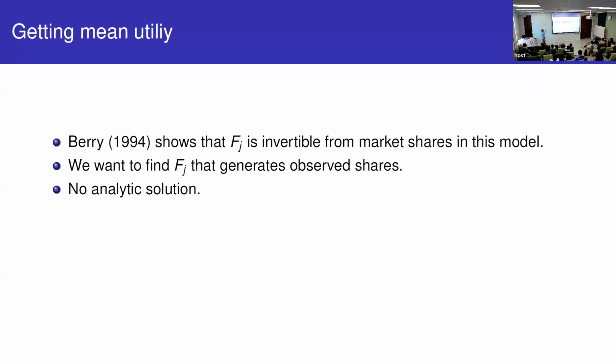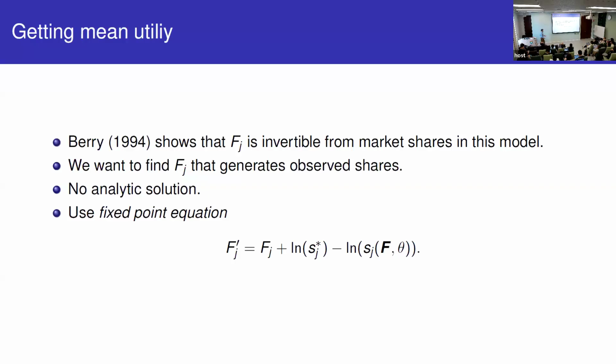Okay, so where does that mean utility F come from? We need to get this mean utility. Berry shows that the F is invertible from the market shares in the model. It's a one-to-one relationship between the Fs and the market shares. So higher market shares means higher mean utility. In these models, we need to find the F that generates the observed shares, but there's no analytic solution for that out there. And so we're going to use a fixed point equation.